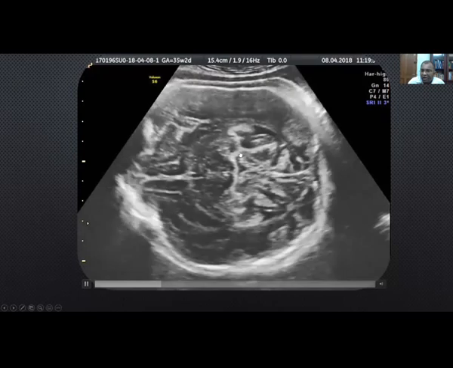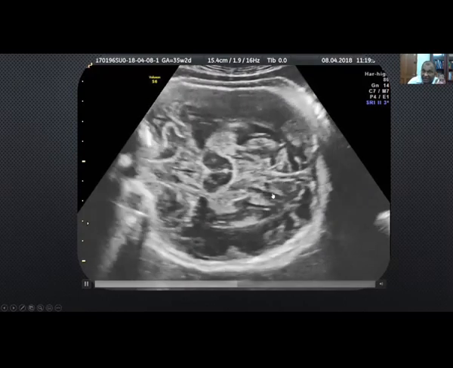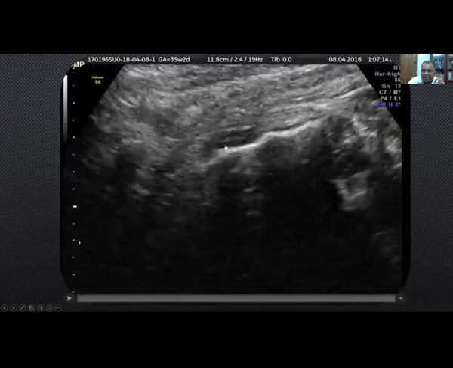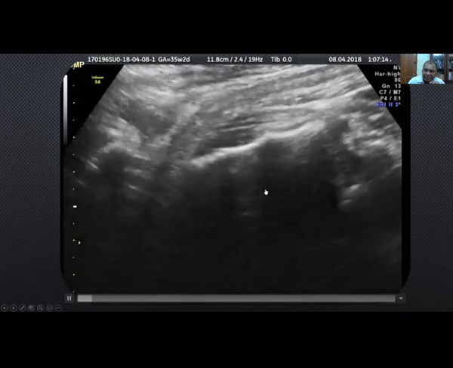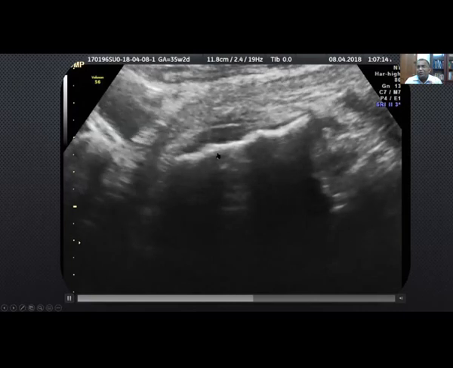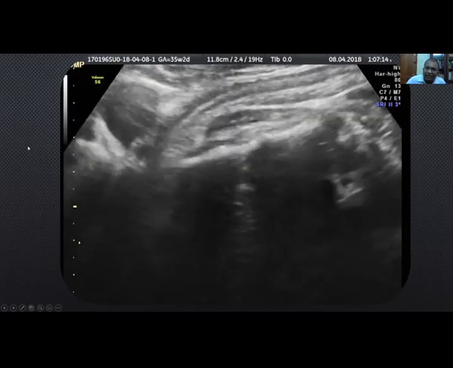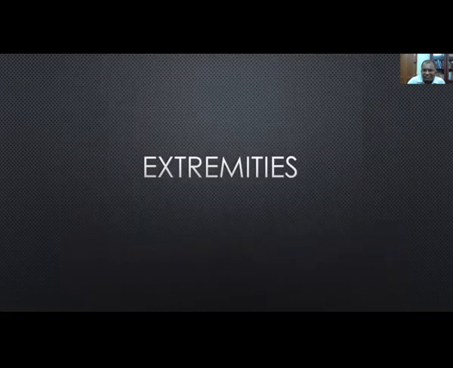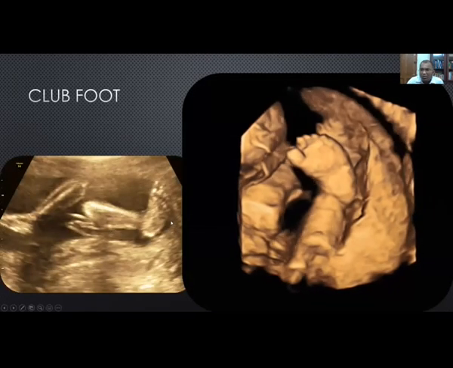This is a case of calvarial or bone demineralization, a case of osteogenesis imperfecta. You can see the fractures over here. So we need to look for echogenicity of the calvarium as an indicator of mineralization too, as part of our brain scan. Coming to the extremities, clubfoot is one of the commonest foot problems that we encounter.